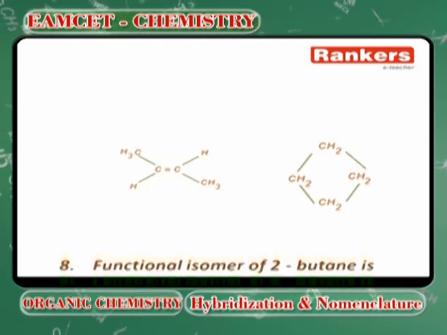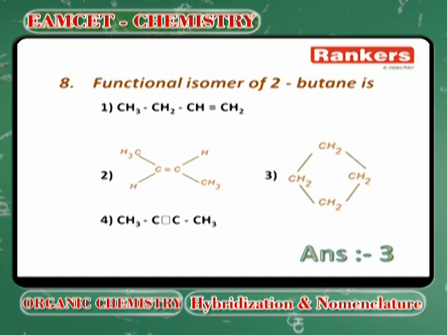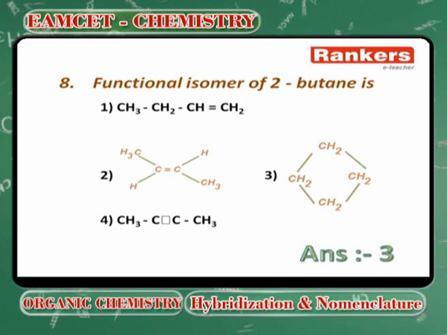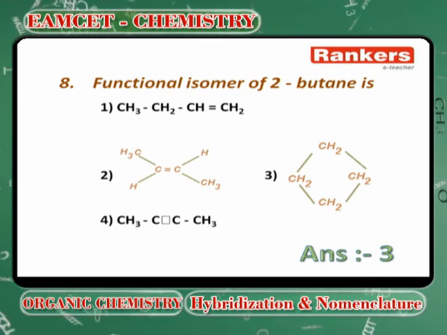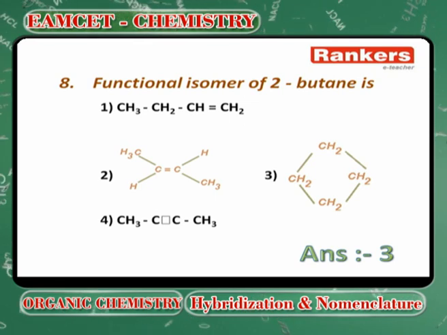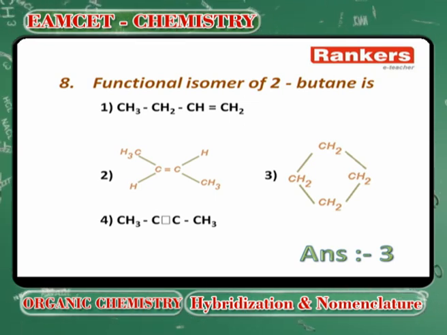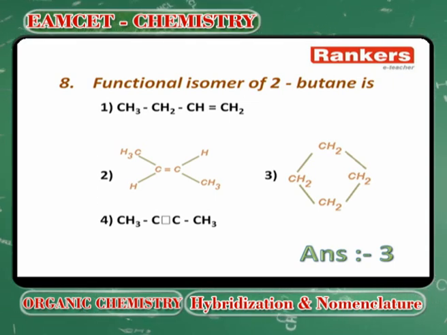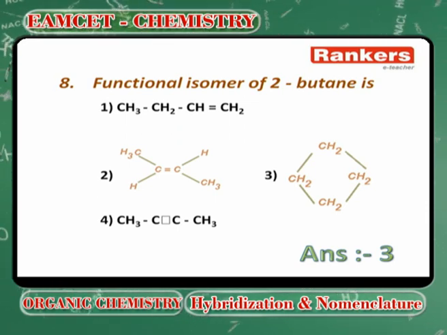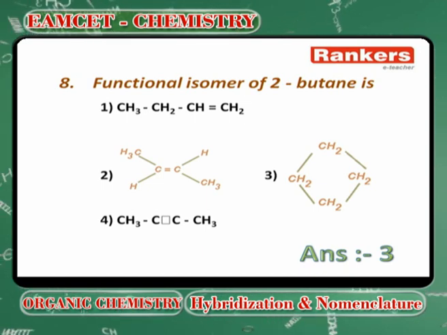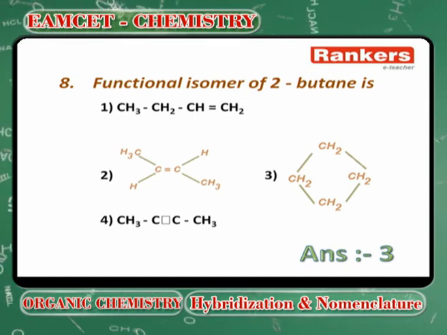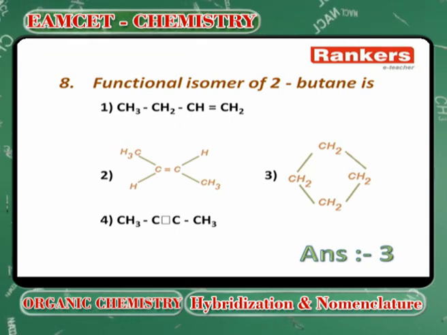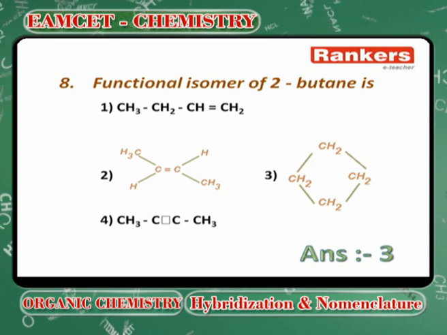Next. Functional isomer of 2-butene. Actually there is a spelling mistake here, it should be 2-butene. 2-butene means there is a double bond. The first option is 1-butene. These two are positional isomers actually, but there is another 2-butene which is cis type and trans, and that has no meaning here. The answer is the third option, cyclobutane. In cyclobutane the functional group is alkane, whereas in butene it is alkene. So the functional groups are different, therefore functional isomerism is the right answer.